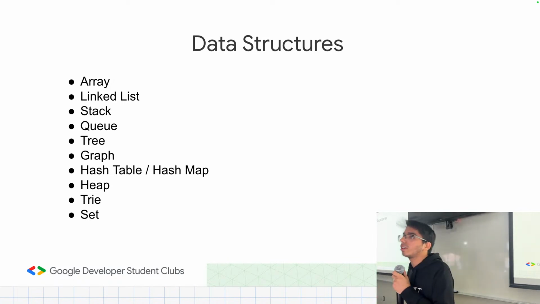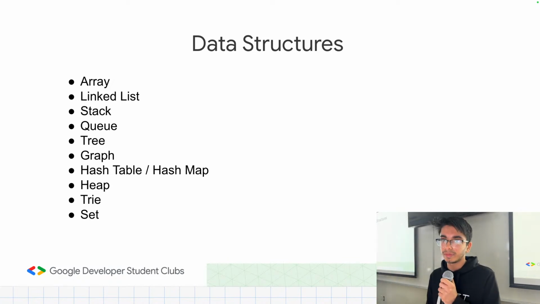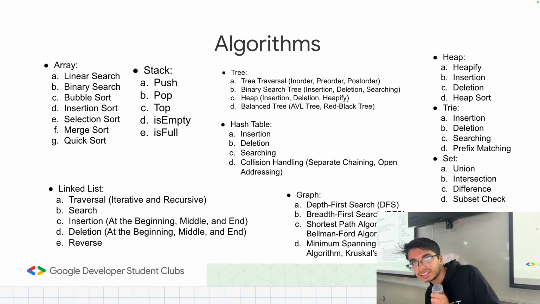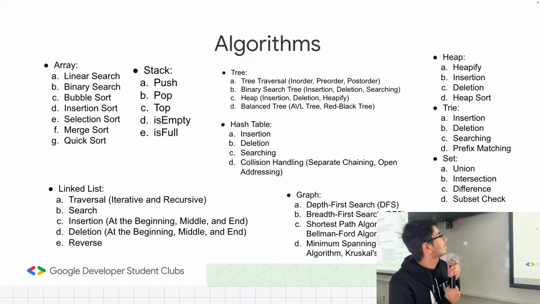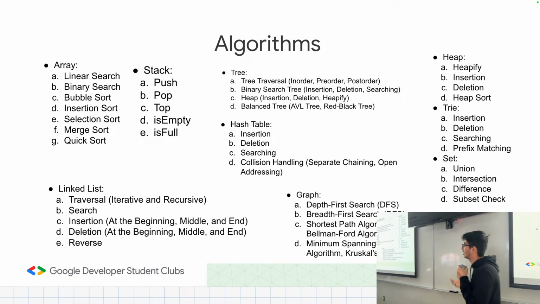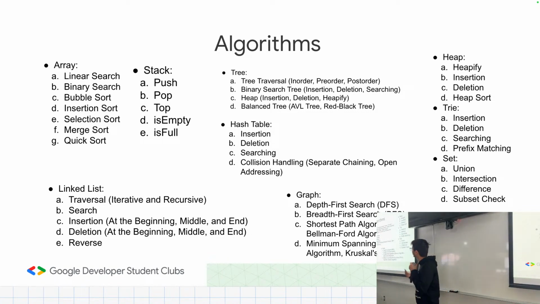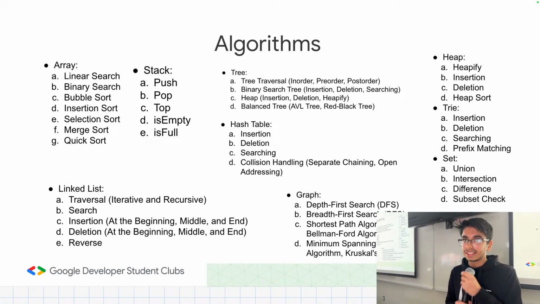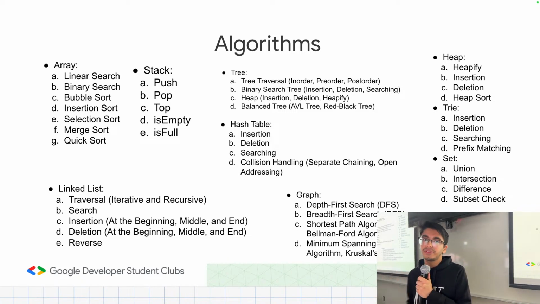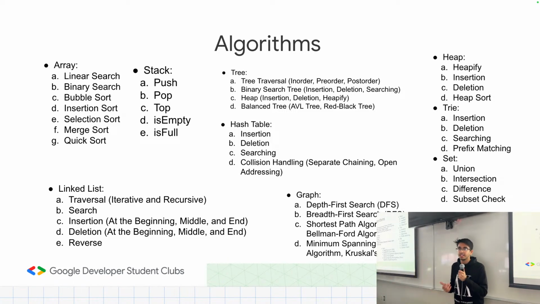And for all those data structures, you have different types of algorithms. So this next slide is a little messy, but there you go. For arrays, you have linear search, binary search, bubble sort, insertion sort, selection sort, all sorts of sorts. For stack, you have different operations such as pushing onto the stack, popping from the stack, and the top element on the stack. Trees, hash tables, they have their own functions as an example.